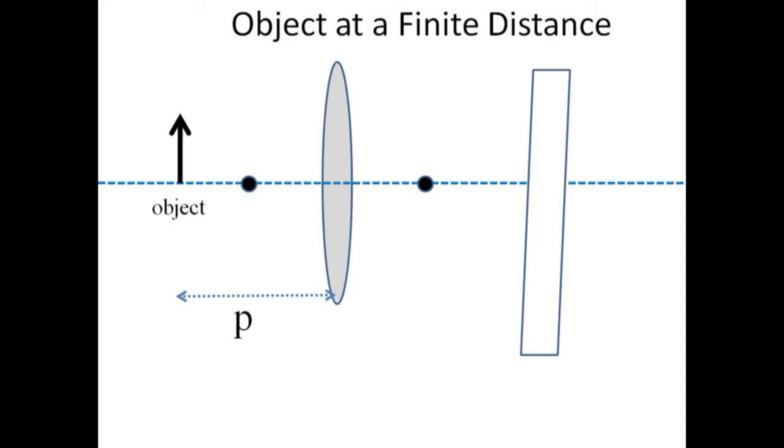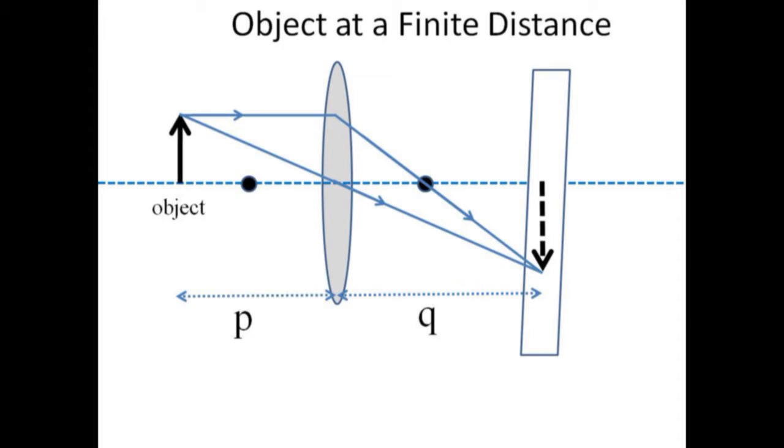A ray trace shows where the image forms when the object is not at infinity. One ray to be traced begins at the tip of the object, runs parallel to the optic axis, and then dives through the focal point as before. Another easy ray to trace passes through the center of the lens undeflected. Where these two rays intersect is where we expect a real inverted image.